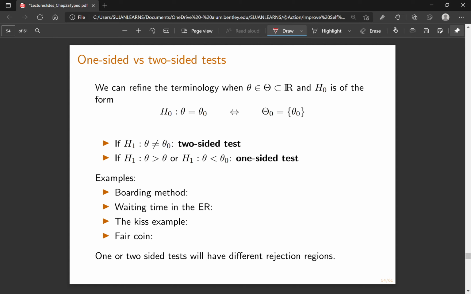Today, we'll be discussing one-sided versus two-sided tests. What is a one-sided test? A one-sided test is when we test whether something is larger than something. Like for example, let me write it down so that we can see what that is.